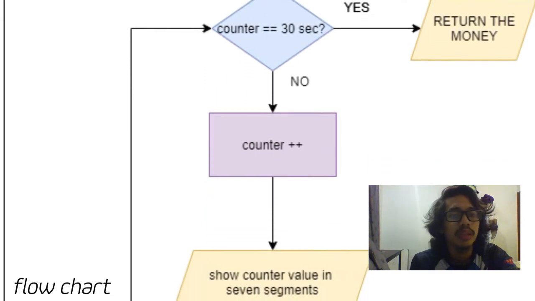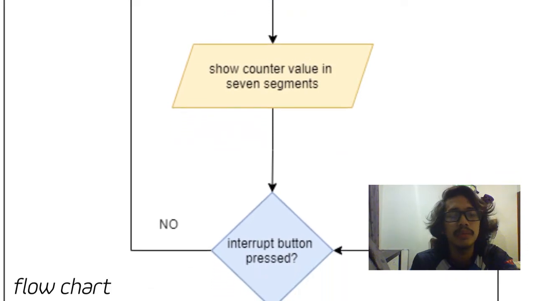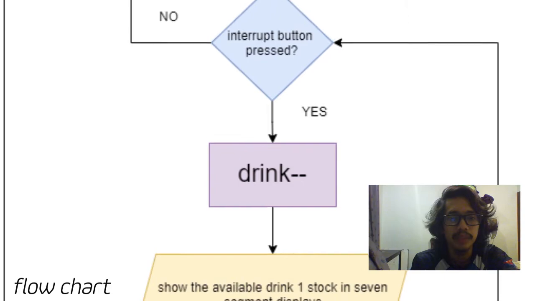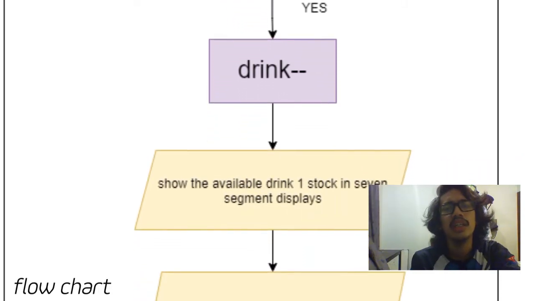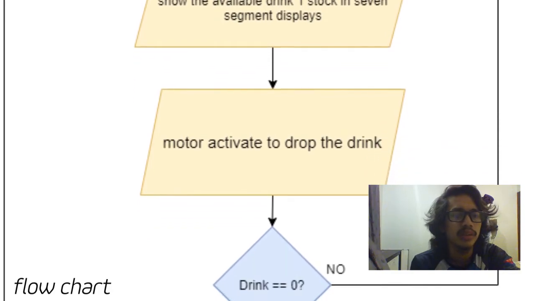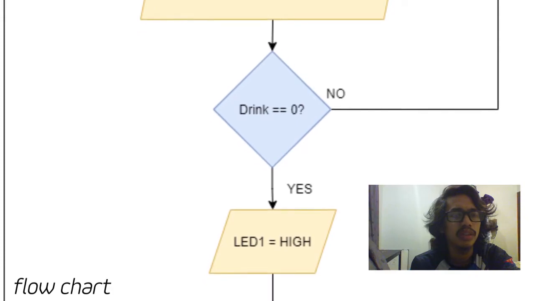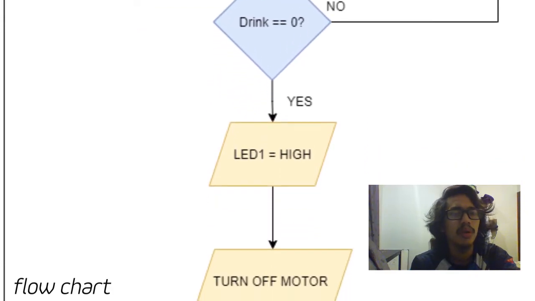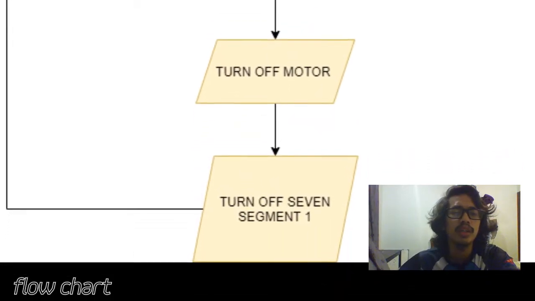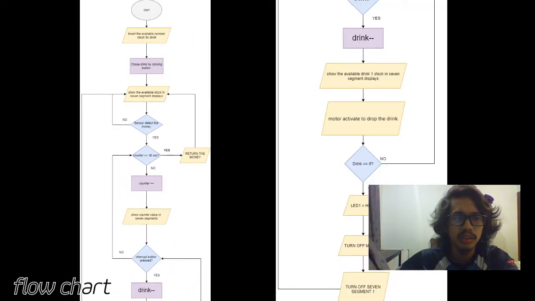The counter will display on the 7 segment, and the counter will release the money if there is no response after inserting money. If the button is pressed, the motor will operate to release the drink from the machine. The 7 segment will show the stock that remains, and the LED will turn on when all drink is released. The motor and 7 segment are off, and it will go back to showing the available stock on the 7 segment display.